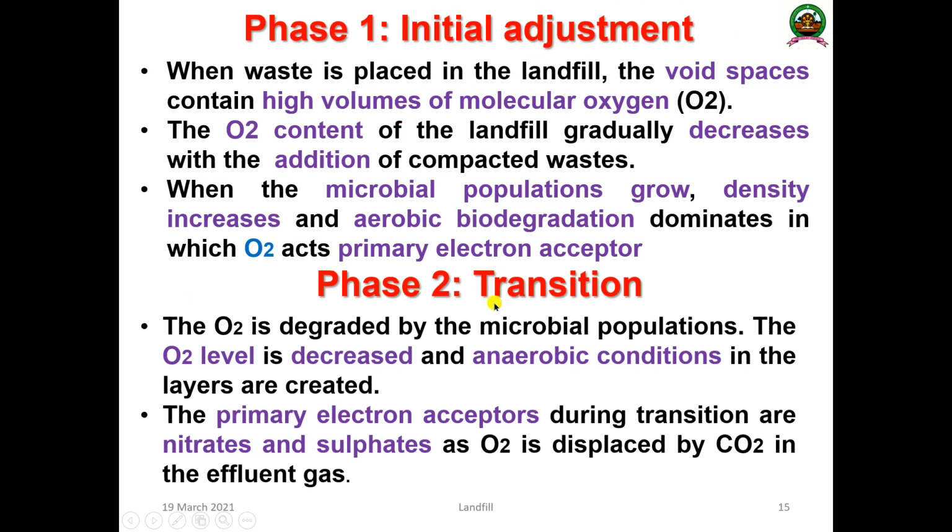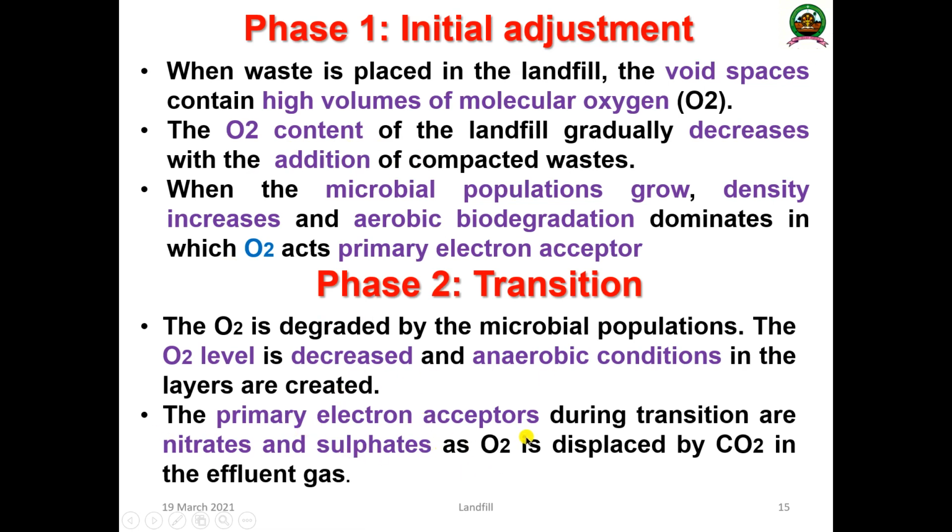Once oxygen is used by the bacteria as a primary electron acceptor and initiates this particular degradation, the next stage is the transition. The oxygen is consumed by the microbial population, and once all the oxygen in the waste materials has decreased, anaerobic conditions will be created. Then there is a transition: the primary electron acceptor shifts from molecular oxygen to nitrate and sulfates.